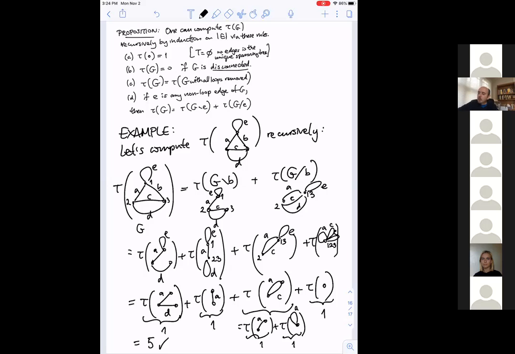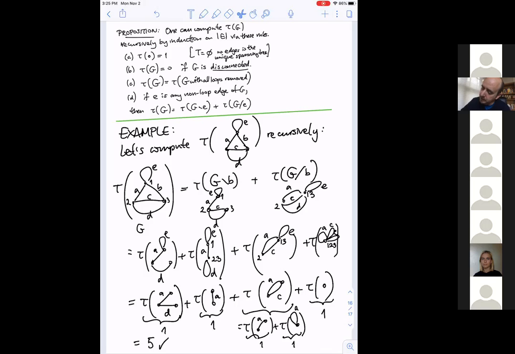So we were talking before the break about this proposition that says that we can compute the number of spanning trees tau of G via an induction that uses mainly this recursive step as its main inductive step. So let's just write this down. I think it's relatively clear from having done it in an example, but let's write down the proof.